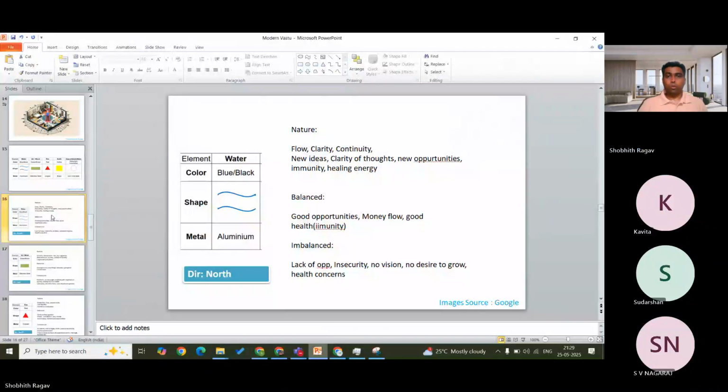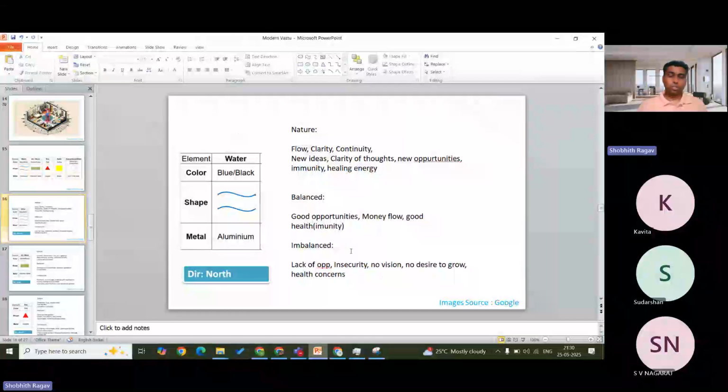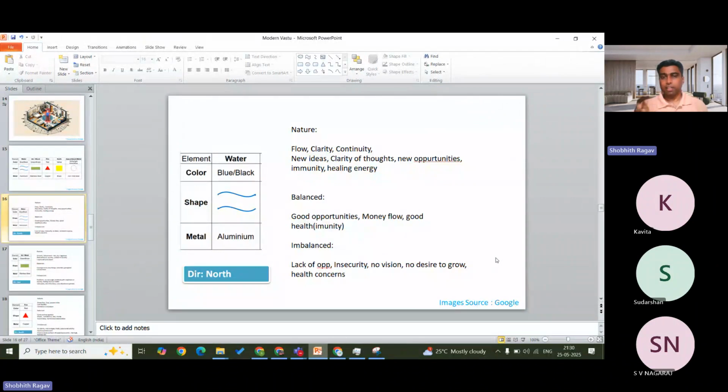This is all about the water element. Any doubts on this? We'll further deep dive. When we go to zones, each zone has a different element and different attributes. This is again at a macro level because we are talking only about five elements. When we enter the different zones, because we have 16 zones, each zone has a particular attribute, a particular element. There we will further deep dive.